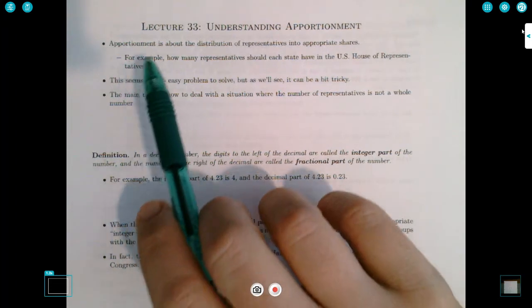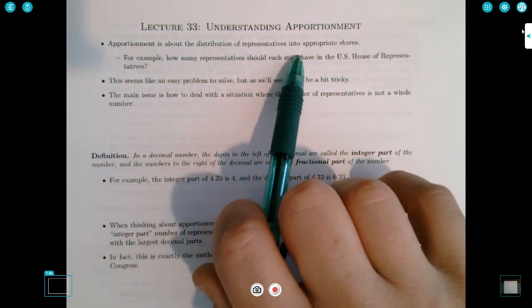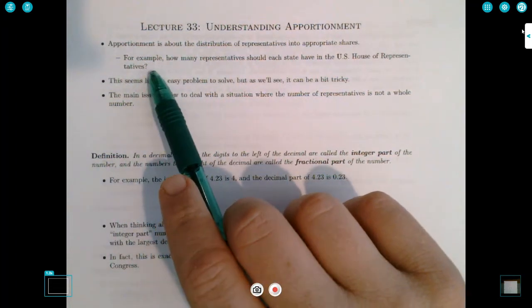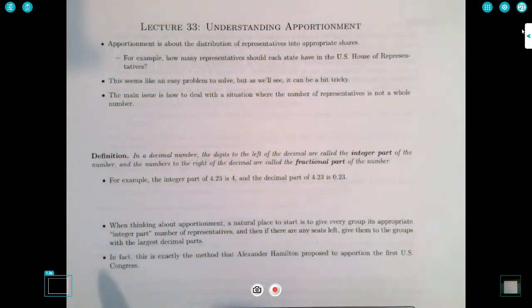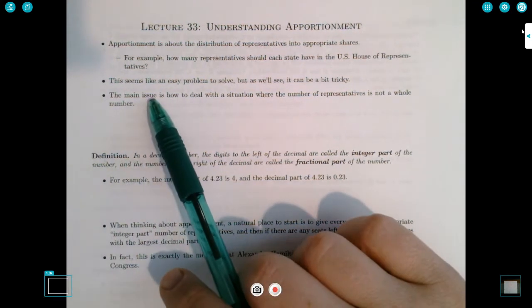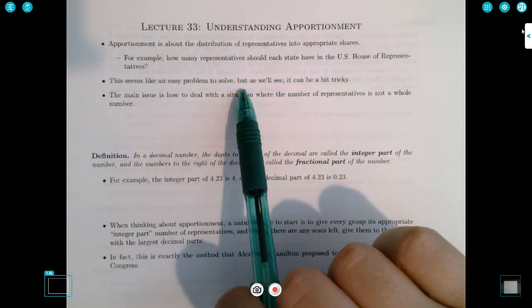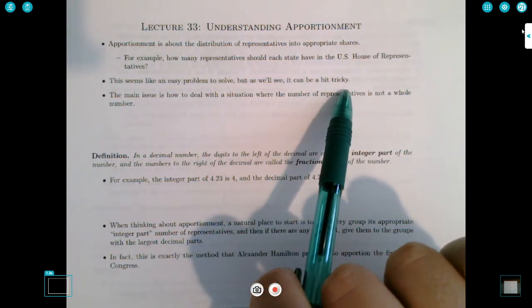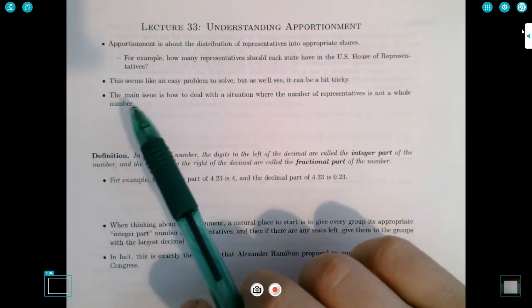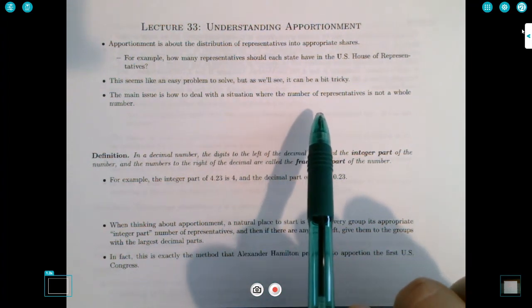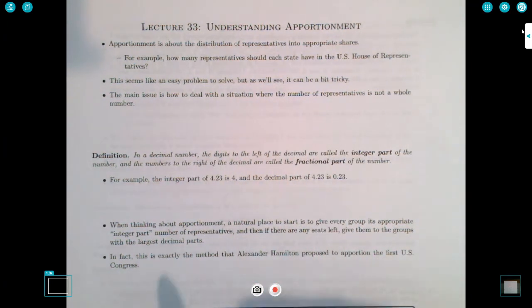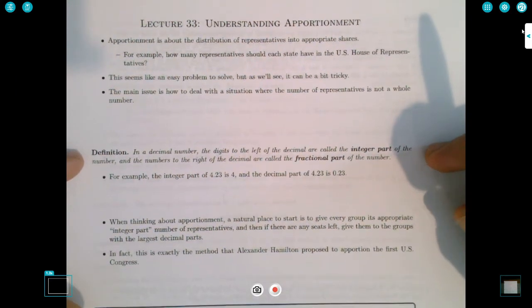So apportionment is about the distribution of representatives into appropriate shares. For example, how many representatives should each state have in the U.S. House of Representatives? At first glance, this seems like kind of an easy problem to solve, but as we'll see, it can be a little bit tricky. And the main issue is how we deal with a situation where the number of representatives is not a whole number.